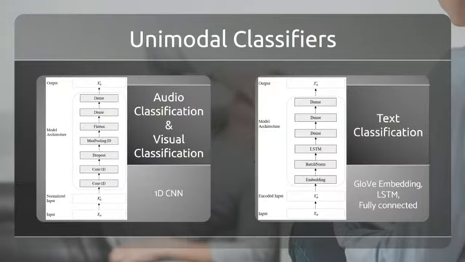Here is the architecture of the unimodal classifiers. For the audio classifier and visual classifier, a 1D CNN is used to allow the model to learn to extract features from the sequences of observations and to map the internal features to the various levels of depression. The text classifier starts with passing the input through an embedding layer before going through LSTM and fully connected layers.